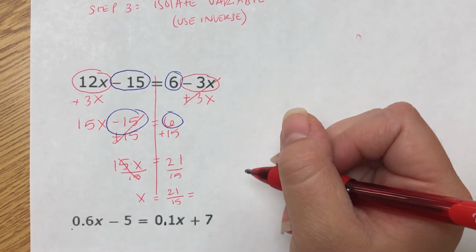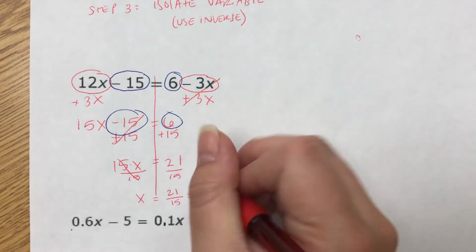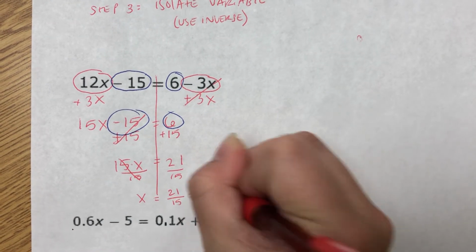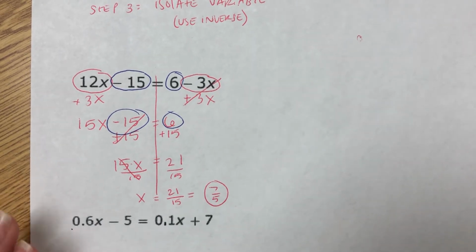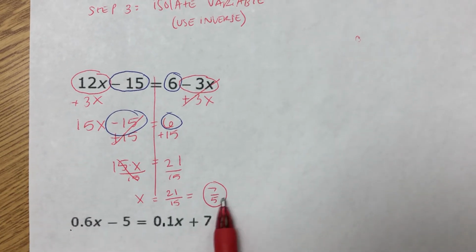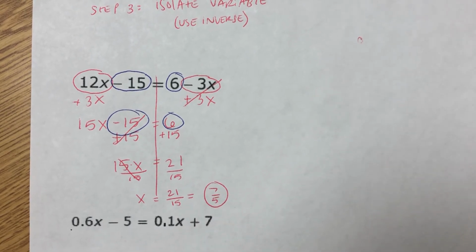It should reduce down to 7 over 5. 7 over 5 would be our answer. It is an improper fraction, so sometimes people will give you decimal answers, but as long as you can figure this out, you'll be able to find the decimal really easy.